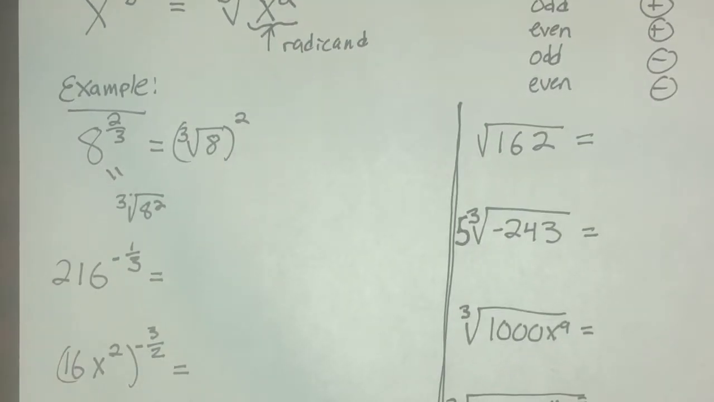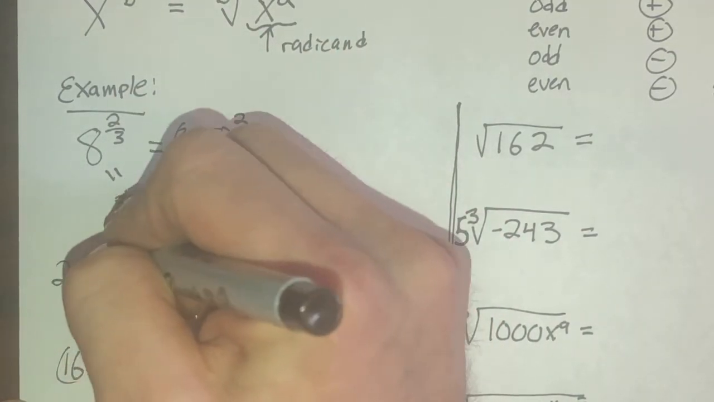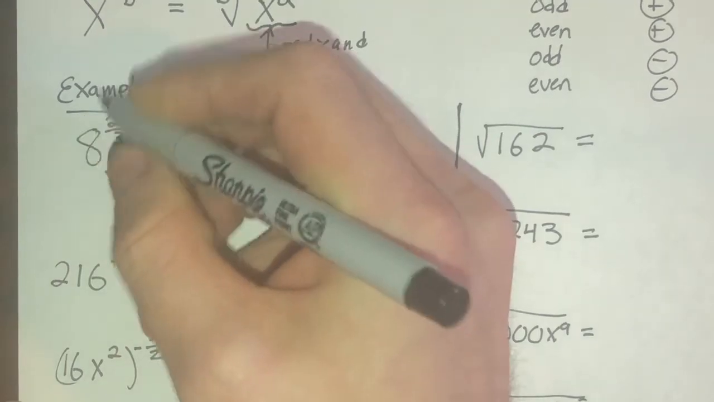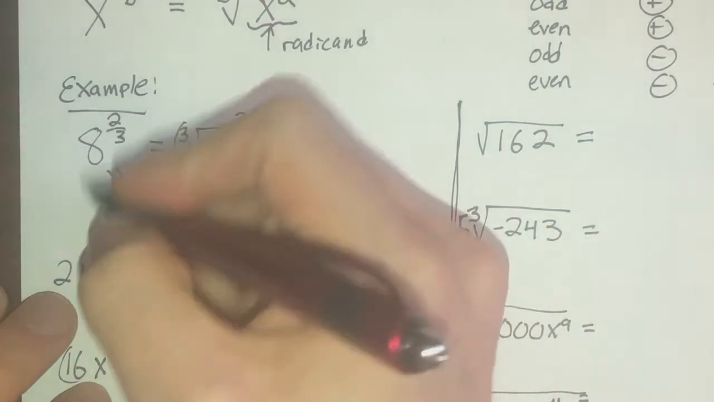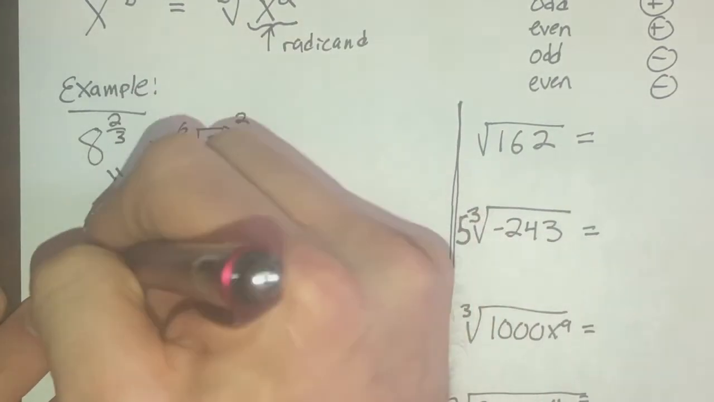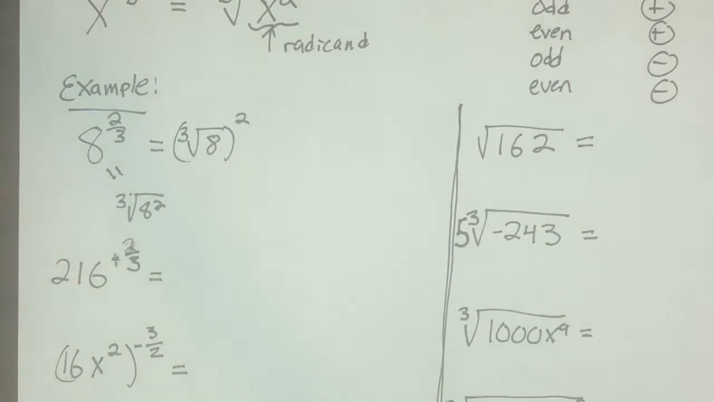So I'm going to start you off with 216, and I'm just going to vary this up. I'm going to make this a positive, and I'm going to make this into a 2. Let me just get my little pencil here. I'm going to fix that up. So I'm going to make this a plus, and this a 2. Okay? So 216 to the 2/3.